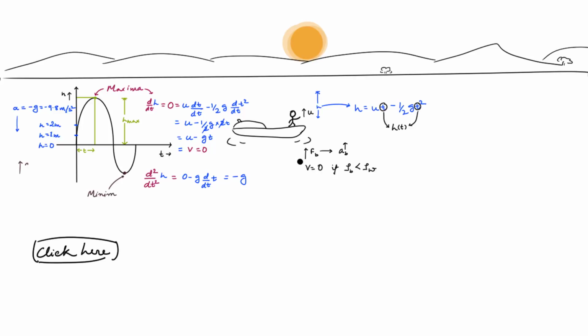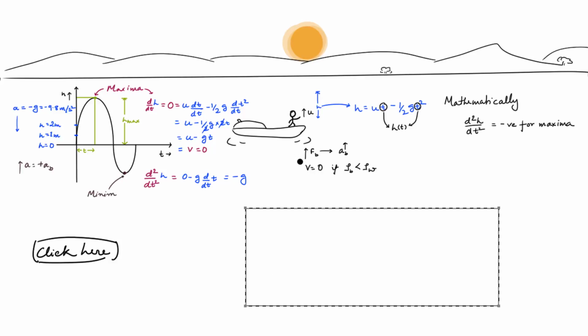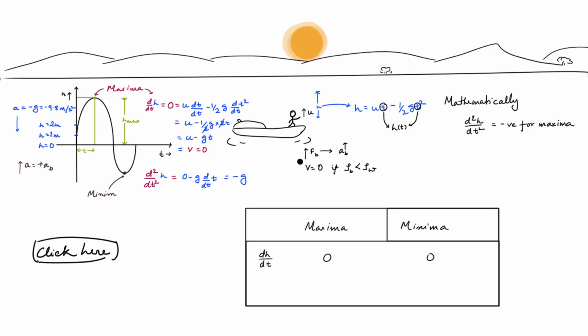So you can clearly see here that the direction of acceleration is the only difference between minima and maxima. Or you can also say in terms of mathematics that the sign of the double differential is opposite in both the cases. So we can conclude this part of the video by saying that the differential of the equation responsible for the curve is 0 at maxima and minima, and the double differential is negative at maxima and positive at minima.